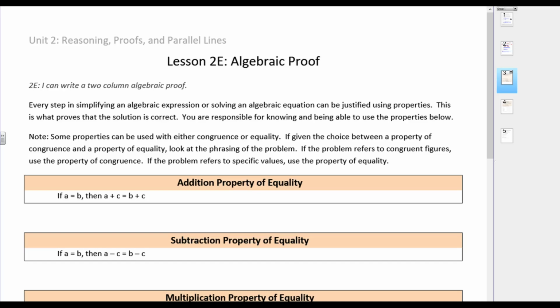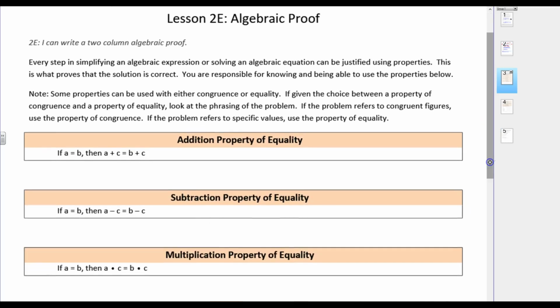Hello and welcome to lesson 2E on algebraic proofs. In this lesson, you're going to learn how to write a two-column algebraic proof.